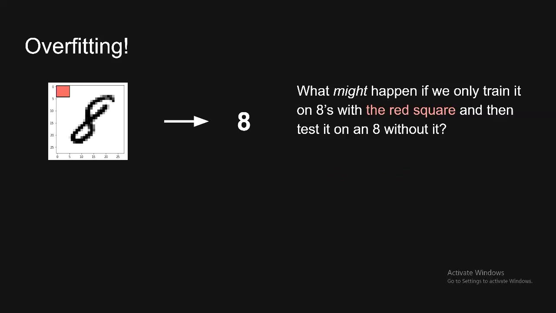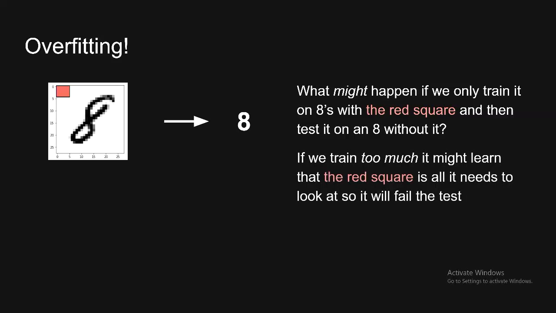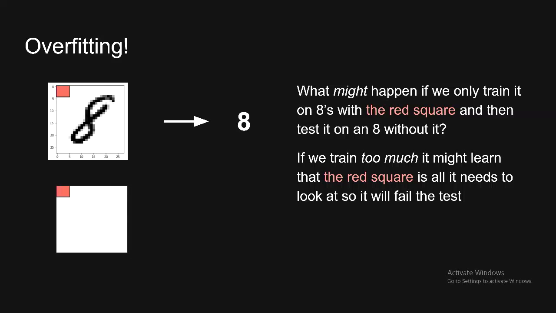So I was suggesting we take away the red square, which means kind of the opposite. It might not say it's an 8. But similarly, if we train on this too much, it may say that the red square is the 8. That's the thing that matters. So we may find that if we give it an image of just a red square, it would say that's an 8. And this is an indicator of the idea of overfitting.